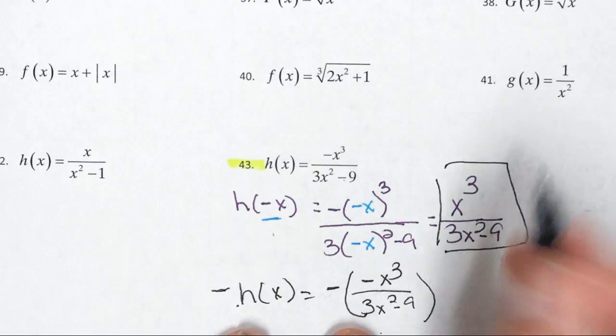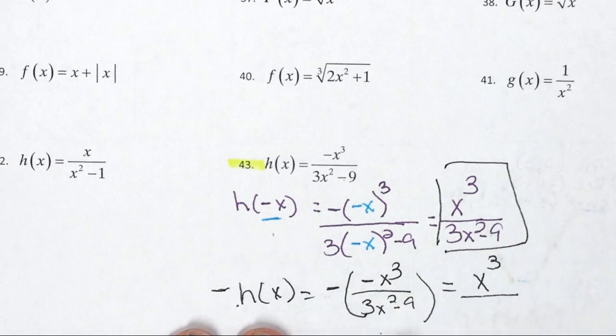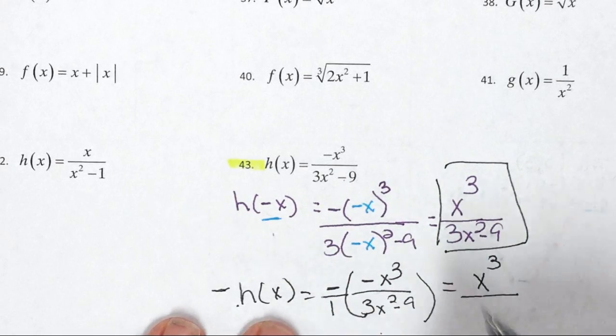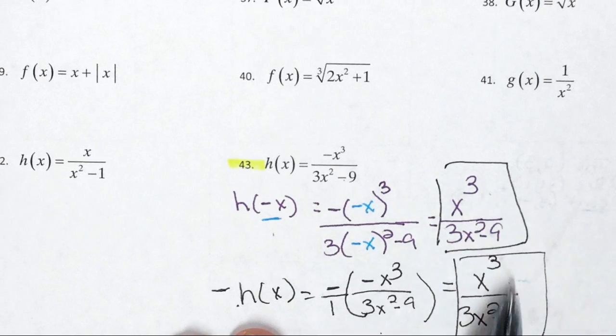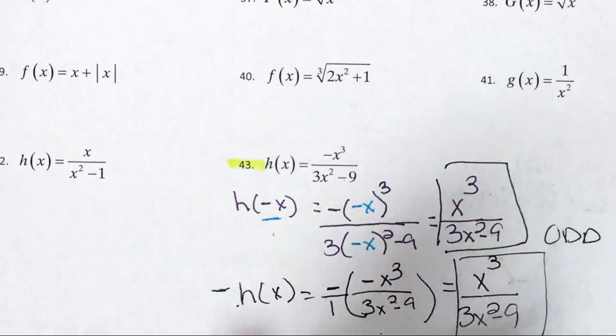So negative times a negative is going to give me a positive. I'm not going to multiply the bottom by anything because really this whole thing is over an imaginary 1. So the bottom I just repeat. Do these two equal each other? Yes. So it's not even, it's what? Odd. Okay, what questions do you have?